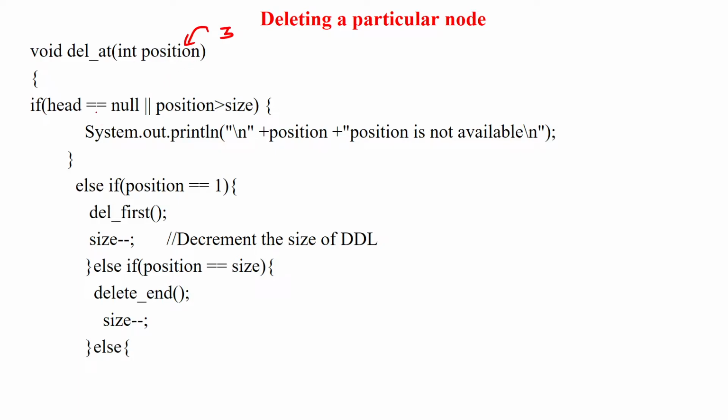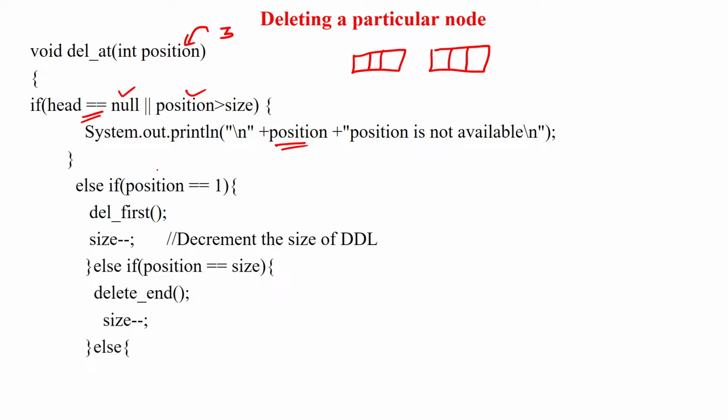Now we are checking head equal to null. If our list is empty, then position 3 is not available. And if position is greater than the size, suppose my linked list size is only 2 nodes, then position 3 is not available. That is the case: either head equal to null or position greater than the size of the linked list, then that position is not available in the list.